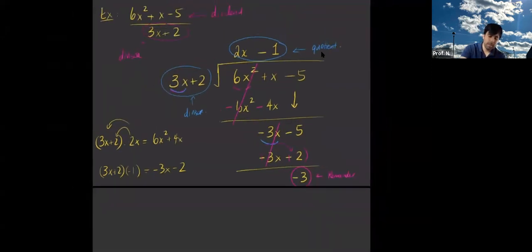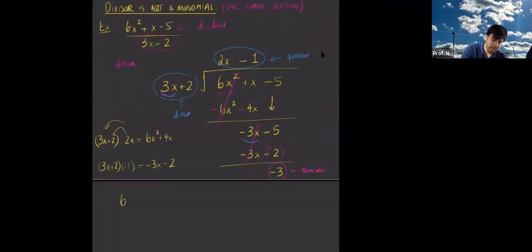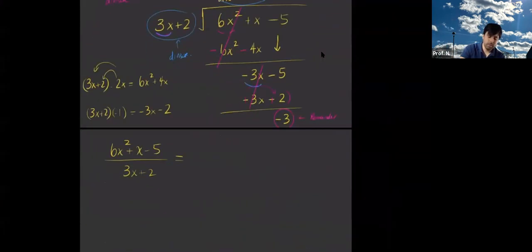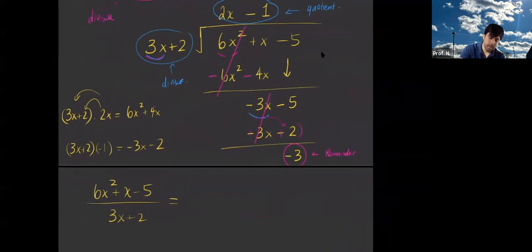So then to put this all into its proper context, 6x squared plus x minus 5, when I divide this by 3x plus 2, what's the result? Remember the division algorithm? What is the division algorithm? The dividend over the divisor will result in the quotient plus the remainder over the divisor. What was the quotient here? 2x minus 1. That's my quotient. What's the remainder? The remainder was minus 3. And what's my divisor? 3x plus 2. And so this is the final answer.